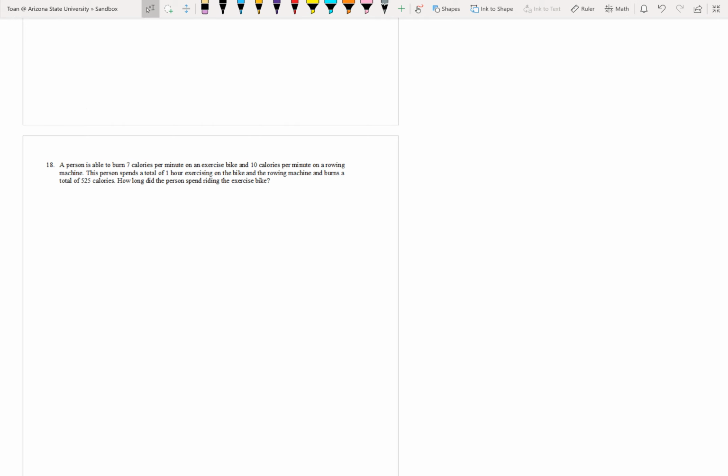Number 18, a word problem. A person is able to burn 7 calories per minute on an exercise bike. So I know for the bike, it's going to be 7 calories per minute. I'm just reading the problem here. 10 calories per minute in a rowing machine. So for rowing, it's 10 calories per minute.